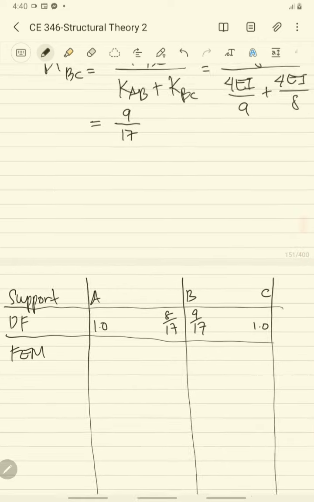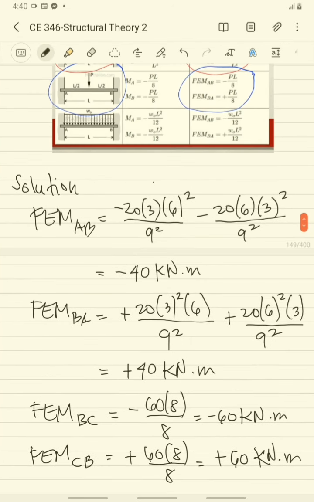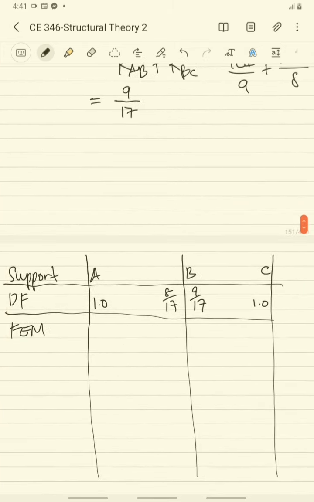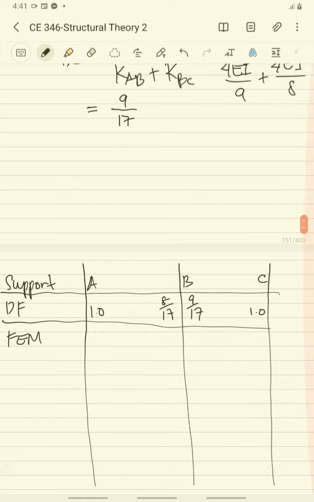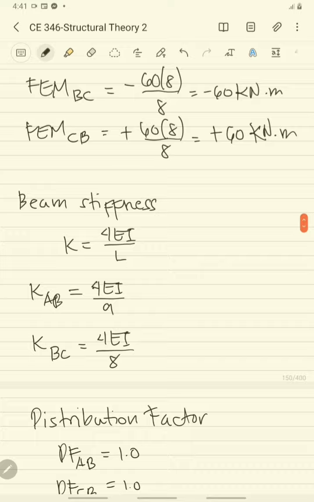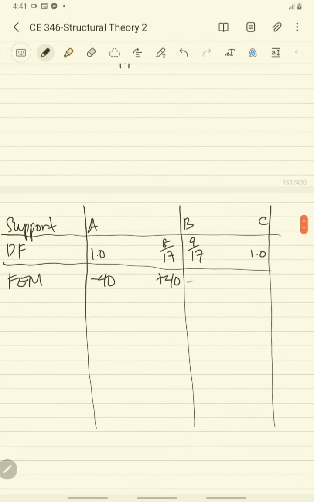Okay, for the fixed end moment of A to B, we have negative 40. Then for B to A, we have positive 40. Then for BC, we have negative 60, and CB, positive 60.